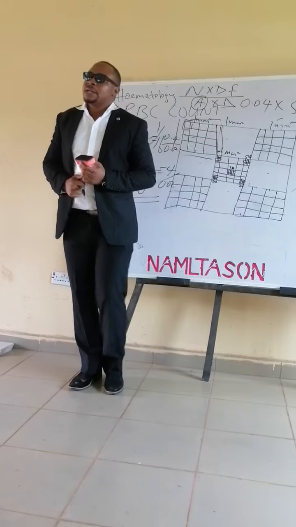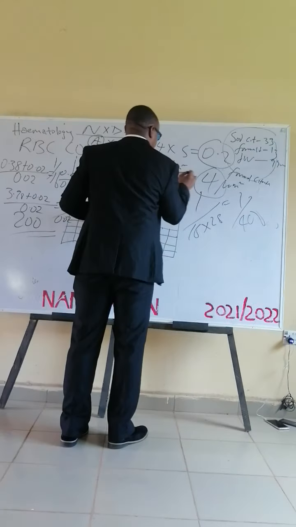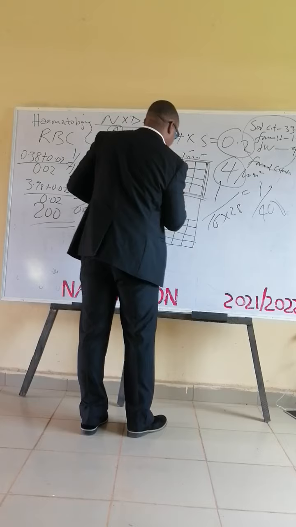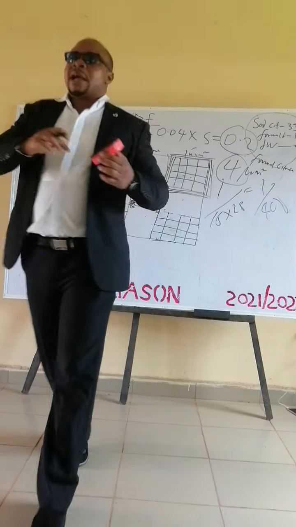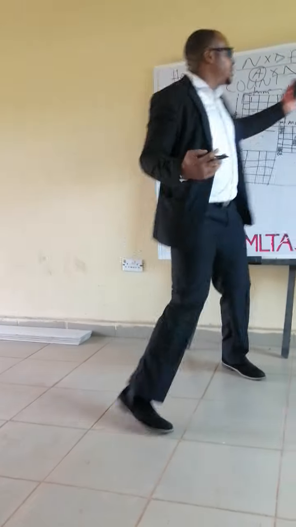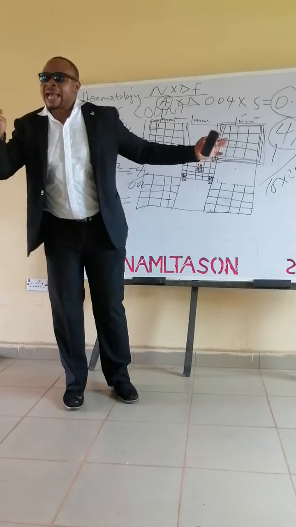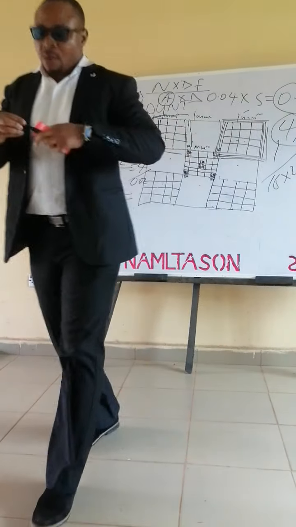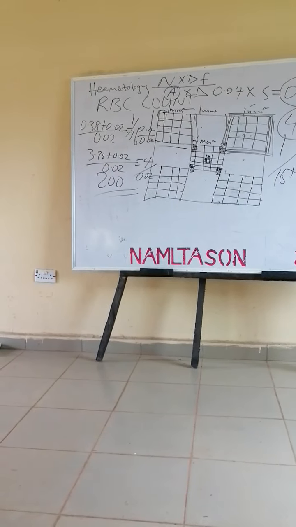Secondly, you also need to know that all the 4 large corner squares are surrounded by triple lines. What do I mean? One, two, triple lines. Something like this. Okay? Triple lines. So, how do you know you are properly focused? When all the 16 squares are visible alongside the triple lines. Remember, when filling your chamber, do not allow excess to fall into that H-shaped trough. Have you been told? You don't allow it to fall into that H-shaped trough. If you do that, these triple lines will not appear.